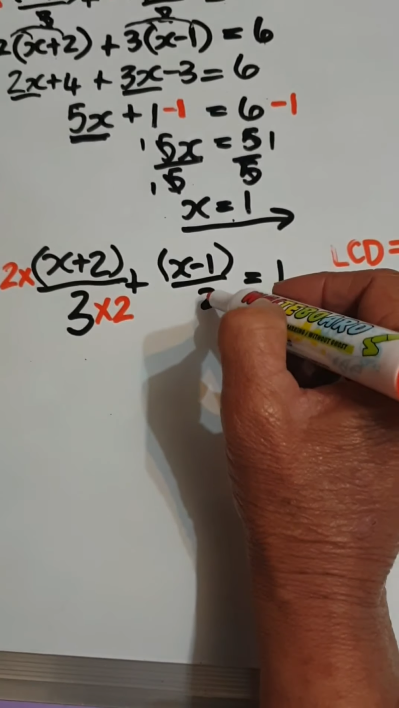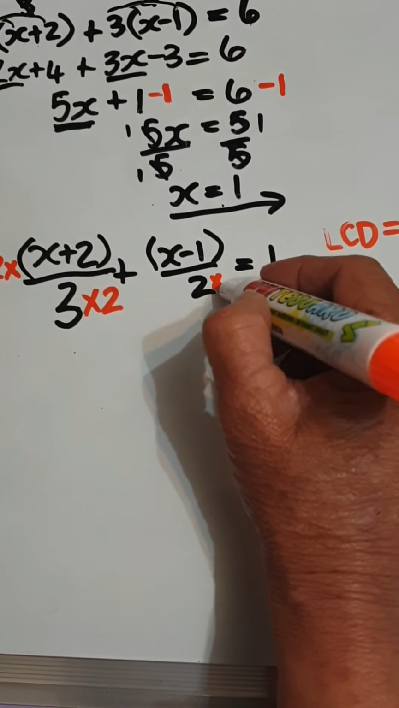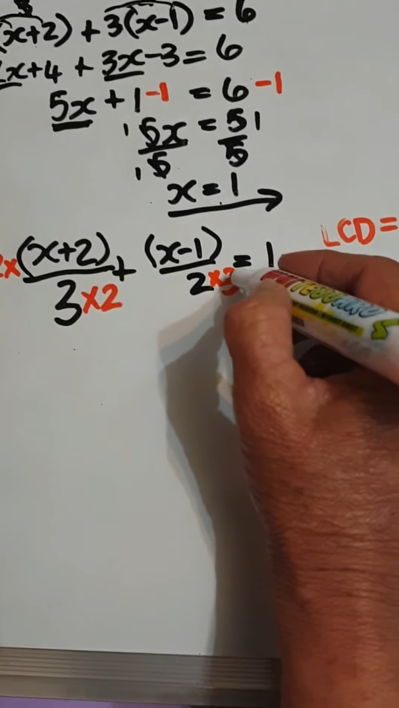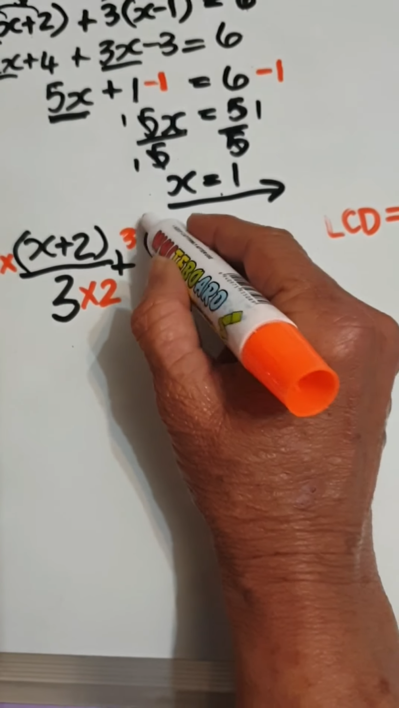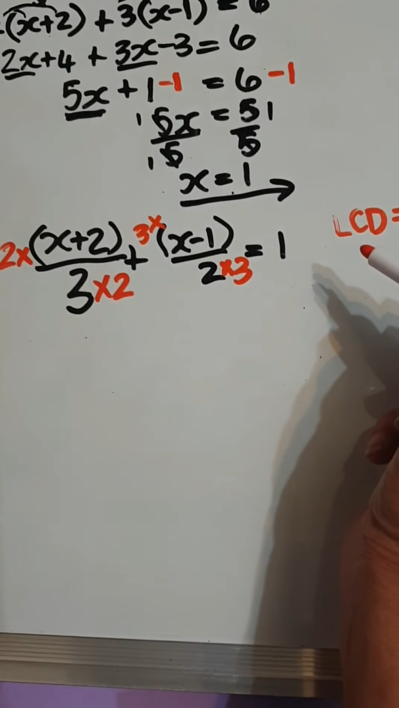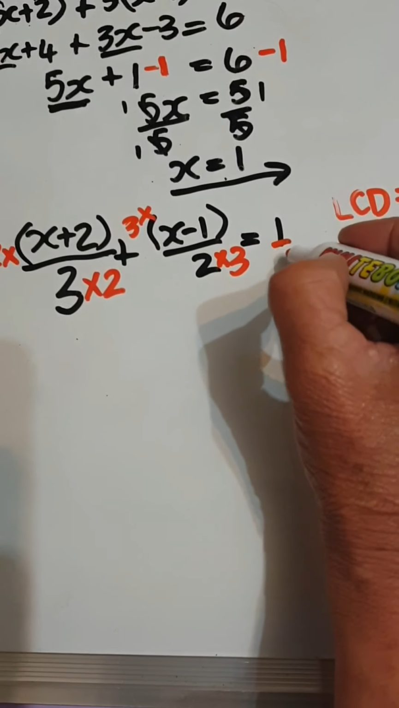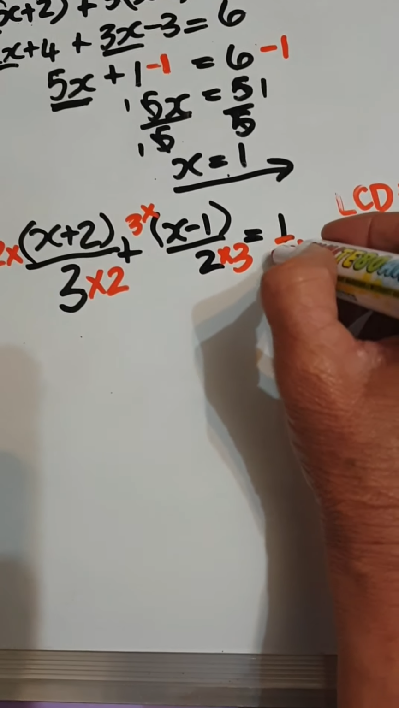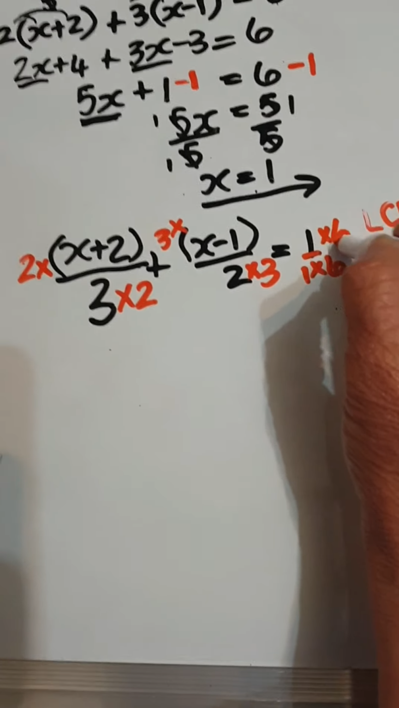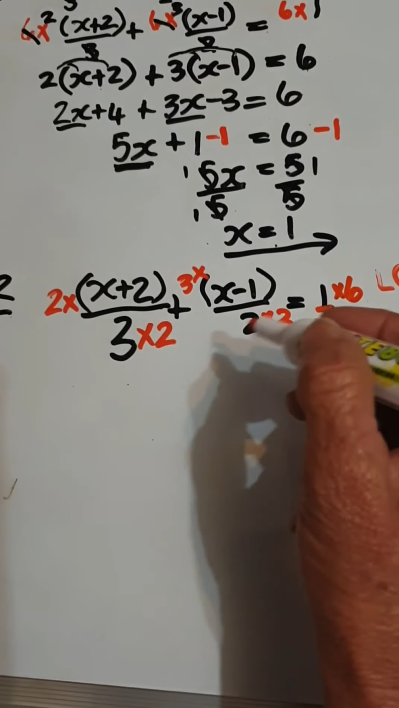What must I do with 3 to get 6? I must times with 3. What I do under the line, I must do above the line. So I must times with 3 there. 1 is 1 over 1, so I must multiply with 6 under the line. And what I do under the line, I do above the line.